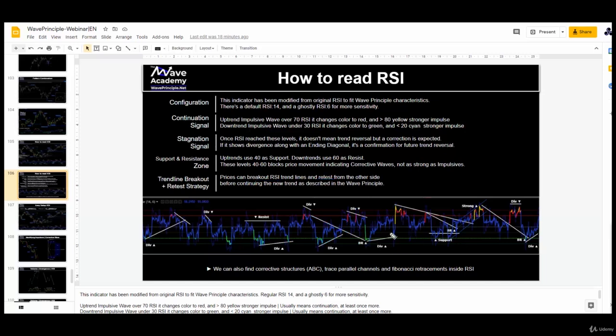And just as a curiosity, we can use ABCs and impulsive structures inside of the RSI, like tracing parallel channels or Fibonacci retracements. You can also use them here. Just remember the wave principle is we are studying waves, and what we see here in RSI are waves, so it's always the same.